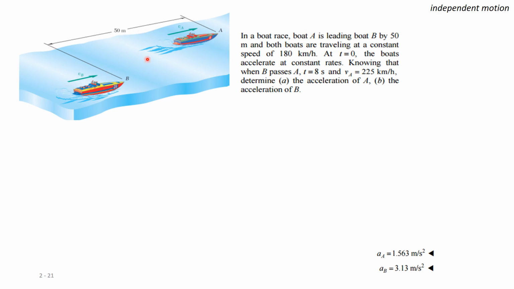There are some velocities drawn on here. They're traveling to the right. A is leading B by 50 meters. Both boats are traveling at a constant speed of 100 kilometers per hour.